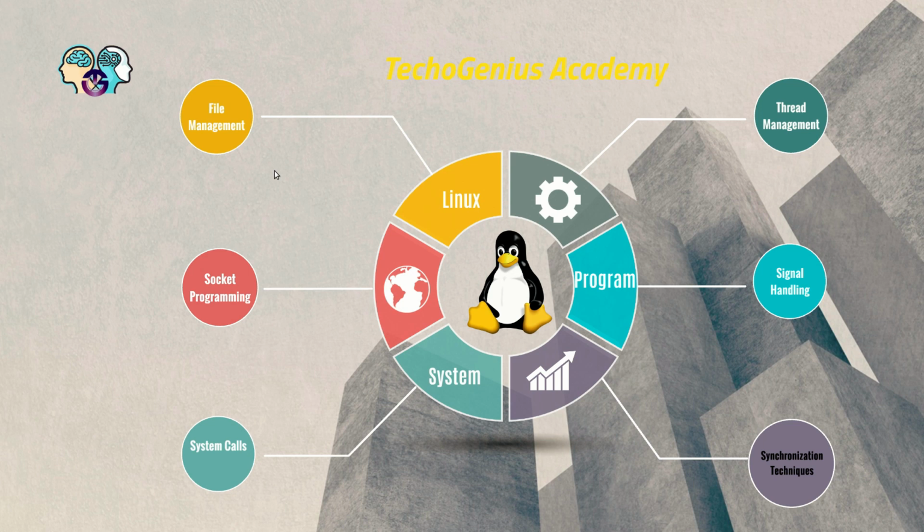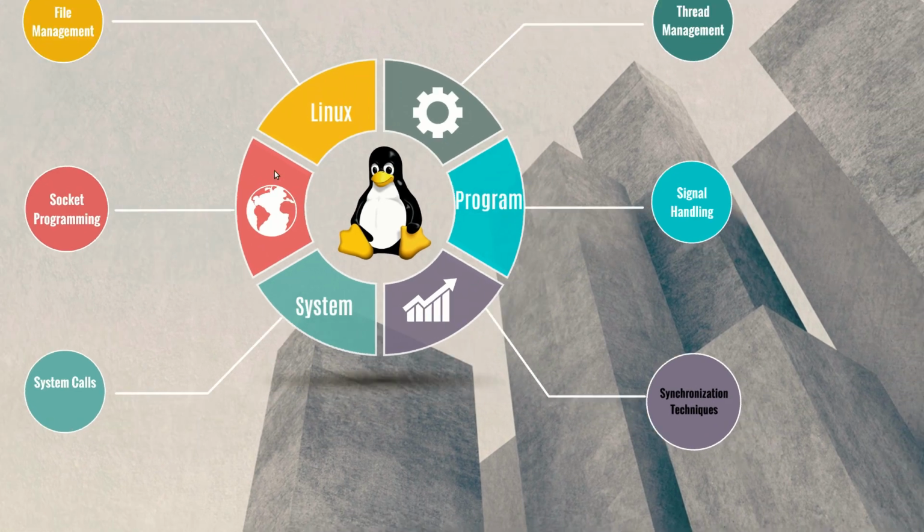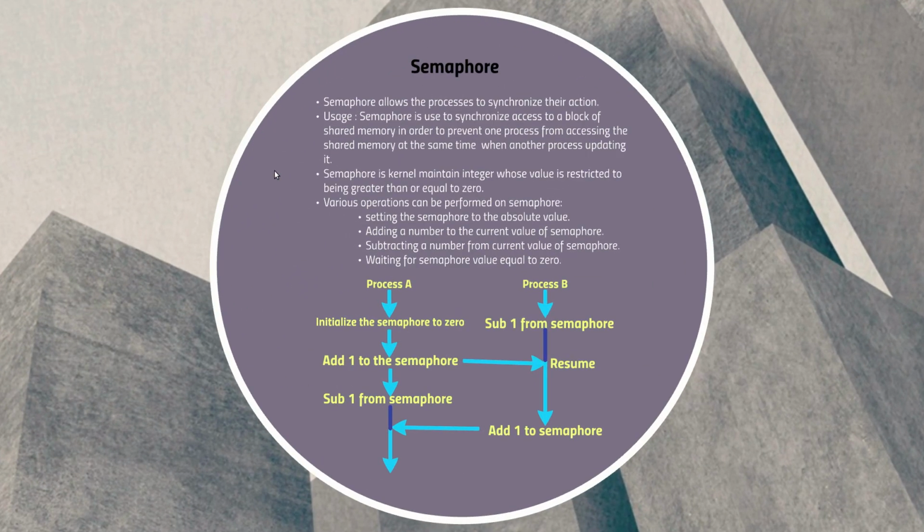And today I just want to discuss the synchronization technique, because a few people sent me messages that we are having difficulty where we need to use shared memory and semaphore together. As you know, we discussed the semaphore concepts in our earlier sessions, where we discussed how a semaphore works, and basically it allows processes to synchronize their actions, and it synchronizes the block of shared memory segment to prevent one process from accessing the shared memory at the same time when another process is updating it.